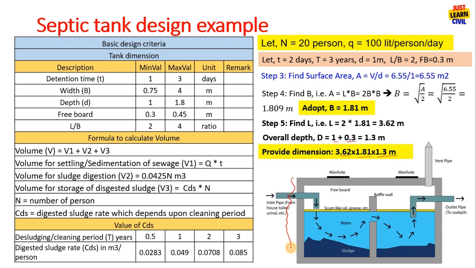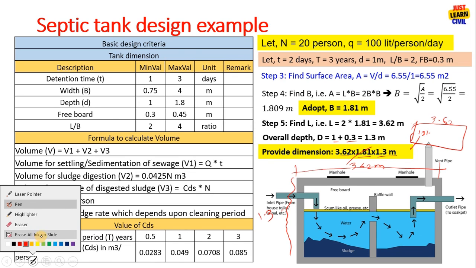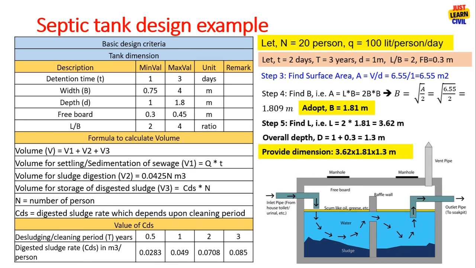Here the overall depth is 1.3 meter and the length of the septic tank is 3.62 meter, and in the plan this is 3.62 meter, then this is 1.81 meter in the plan, and this is the depth. In this way you can design the septic tank. Once you know the number of persons and how much sewage is generated per person per day, you can assume it to be 100 and proceed to calculate the dimensions of the septic tank.